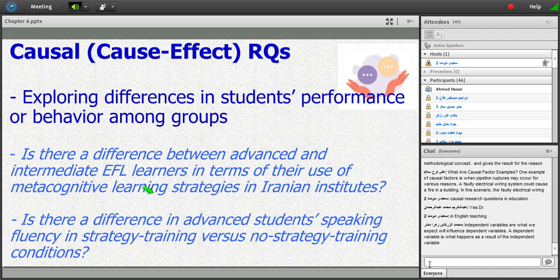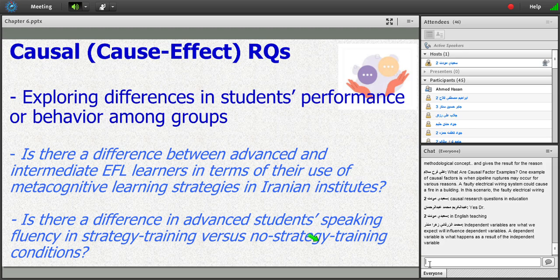We want to explore the difference between two groups regarding the use of metacognitive learning strategies. So this is one type of causal research question in which we want to explore the difference. Another example: is there a difference in advanced students' speaking fluency in strategy training versus no strategy training conditions? It means that I have two classes. In one, I have strategy training. In the other class, I have no strategy training.